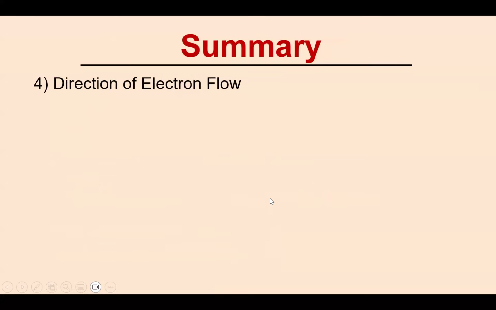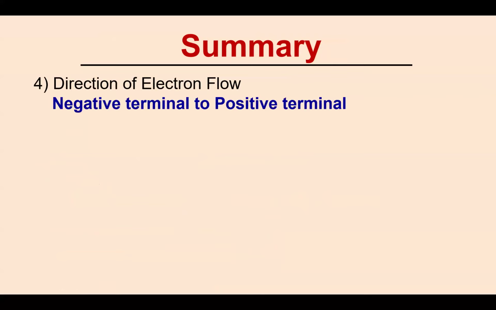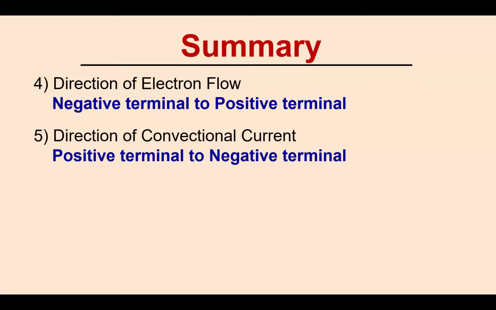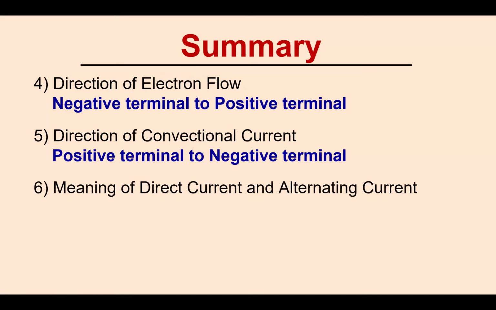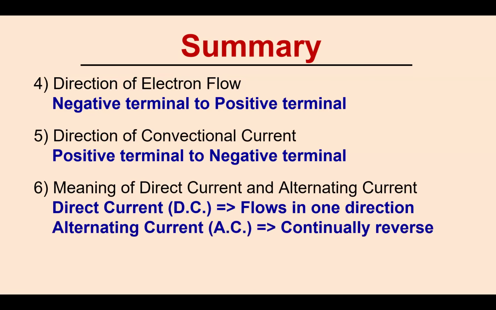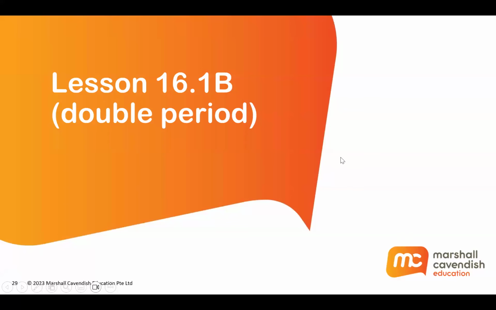Okay, direction of electron flow. Electrons are negative, so electrons will always flow from the negative terminal to the positive terminal. And then next, the direction of conventional current is opposite of electron flow, which is from the positive terminal to the negative terminal. And the meaning of direct current and alternating current: direct current only flows in one direction, usually batteries, and alternating current, AC, usually changes directions. One time it moves from positive to negative, and then the next time it moves from negative to positive. So it continuously reverses direction. Okay, and it's the current coming out from your power stations.